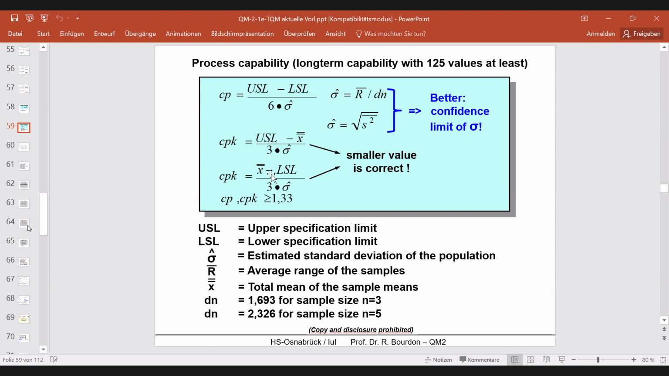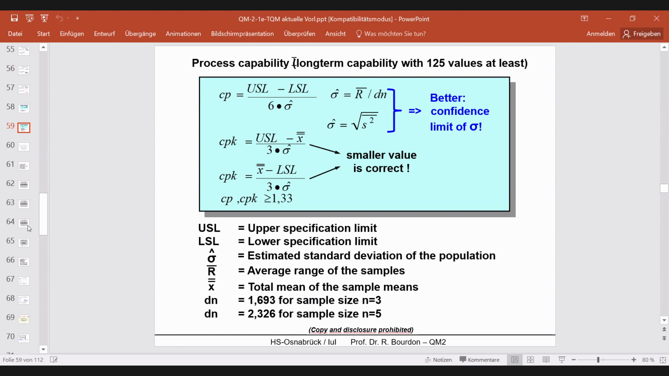CPK has 2 equations. This equation is with upper specification limit. This is with the lower specification limit. And the smaller value for CPK is the correct value. Usually, CP and CPK requirements is 1.33 or more. The n factor is a table factor. If you use a sample size of 3, then you have this factor here, 1.69 for the dn. If the sample size is 5, you have 2.326 for the dn. So it depends on the sample size.